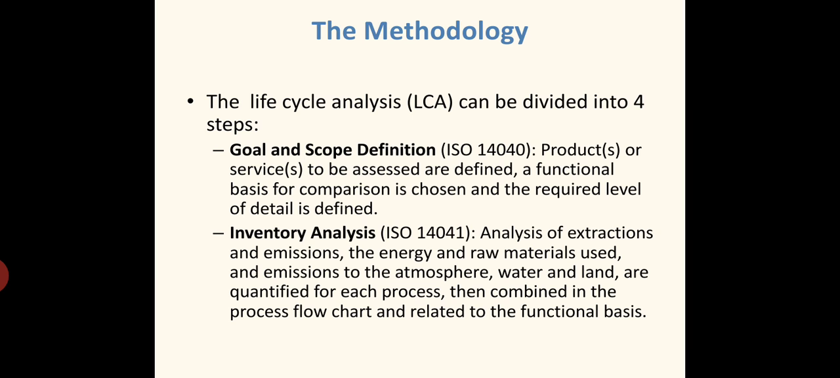The first one is goal and scope definition. Initially, we have to define the goal and scope of the particular product or service. What will be the intention of this product? That has to be clearly mentioned. Or what will be the intention of these processes? That also has to be clearly mentioned. That is what is known as goal and scope definition. Initially, we have to define the purpose of this product. That comes under ISO 14040. The guidelines are clearly described in ISO 14040.